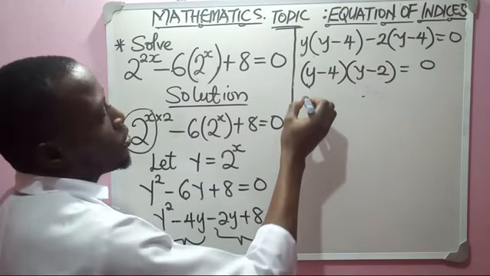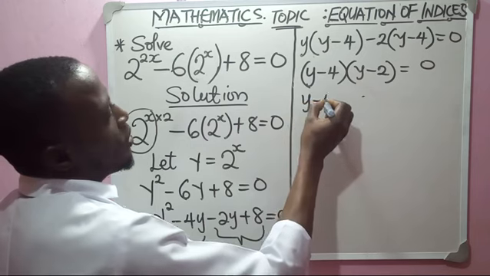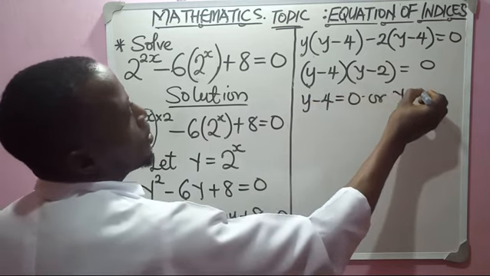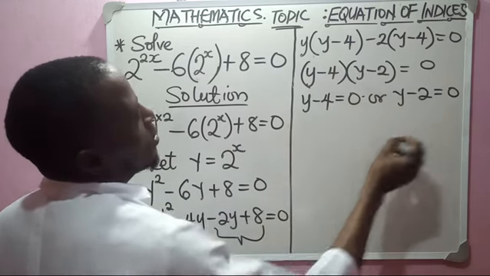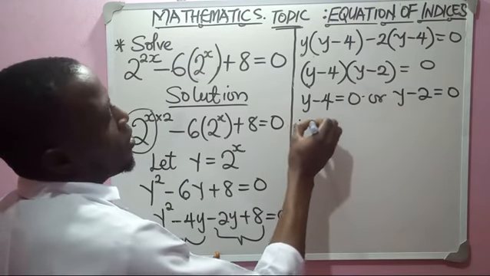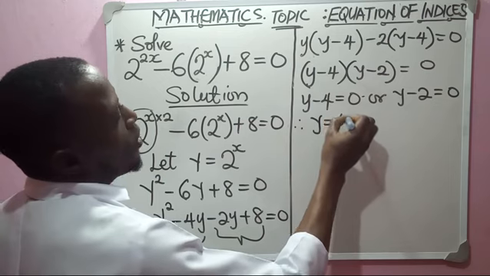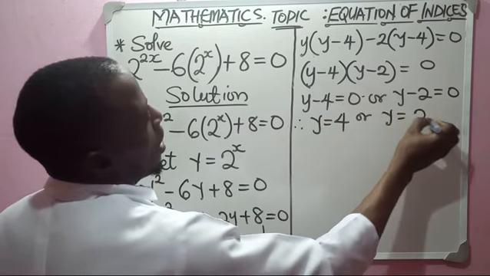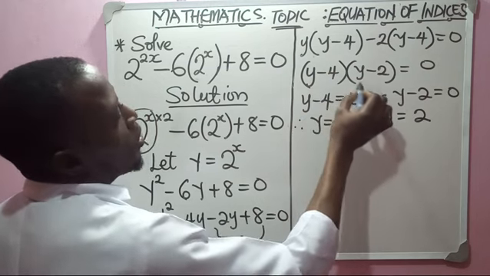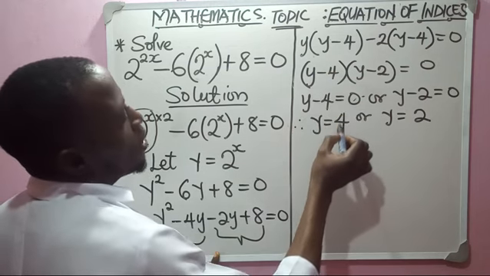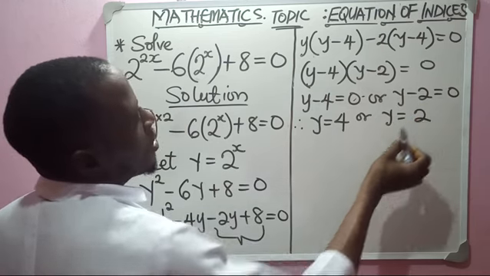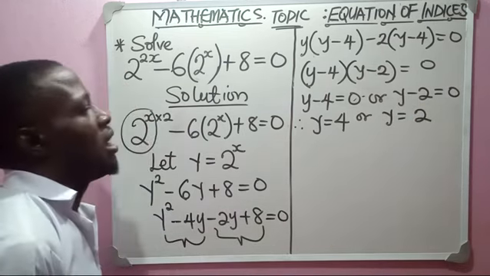Using Tom's rule, y minus 4 equals 0, or y minus 2 equals 0. Therefore, y equals 4, or y equals 2. How? When minus 4 crosses the equality to this side, it becomes plus 4. When minus 2 crosses the equality to this side, it becomes plus 2.